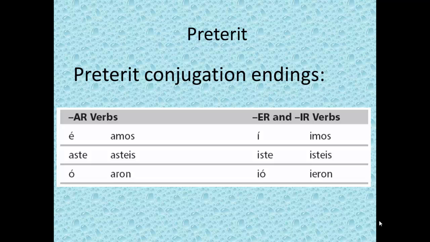First, before we do, we're going to do a quick review of the preterite conjugation endings for AR verbs. We know they are aste, ó, amos, asteis, aron. For ER and IR verbs, they are iste, ió, imos, isteis, ieron. Go ahead and write these in on your sheet, and if you need to pause the video in order to do so, go right ahead and do that.